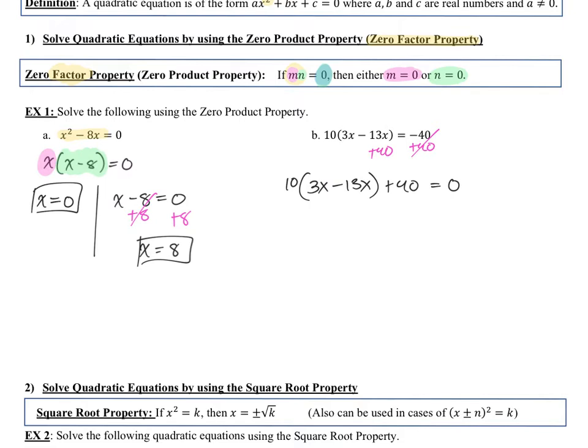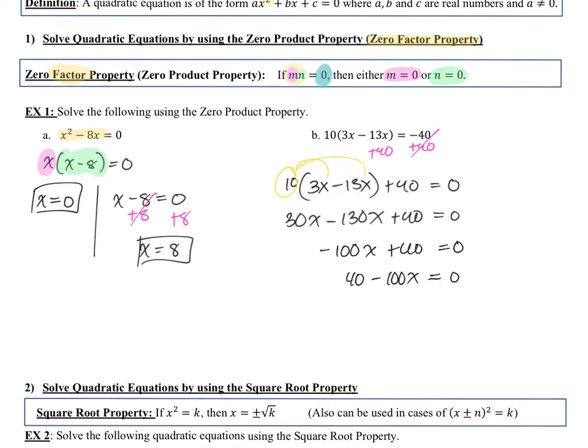Well, I want to make this side look like a multiplication problem. In order to do that, I need to distribute out the 10 and then see if I can factor. So we have 30x minus 130x plus 40 equals 0. Combining the like terms of the 30x and the 130x, we have negative 100x plus 40 equals 0. Let's rewrite this a teeny bit. 40 minus 100x equals 0.